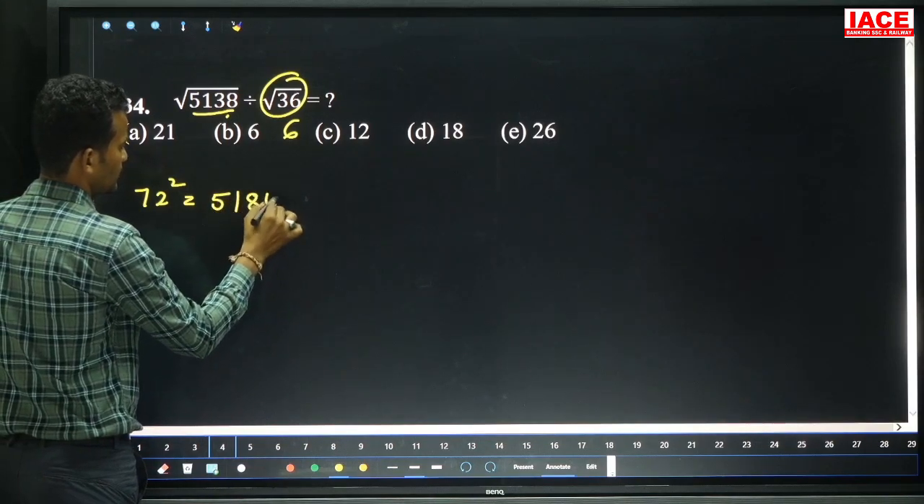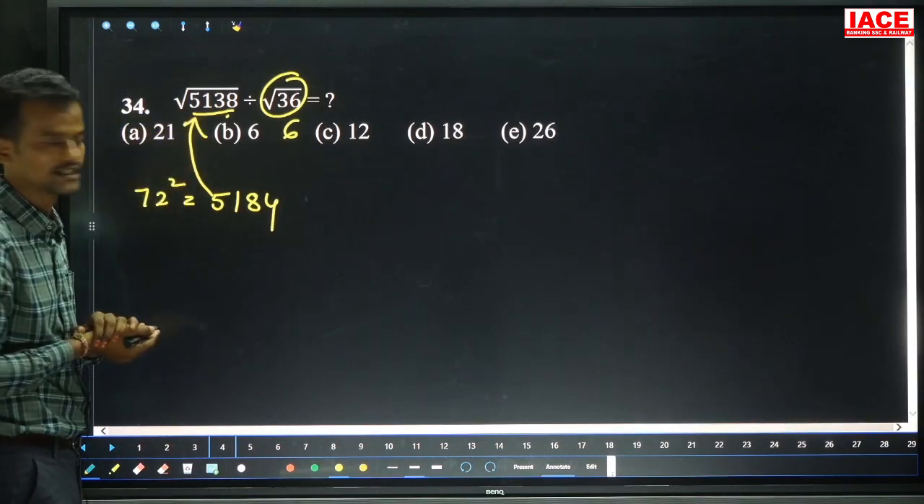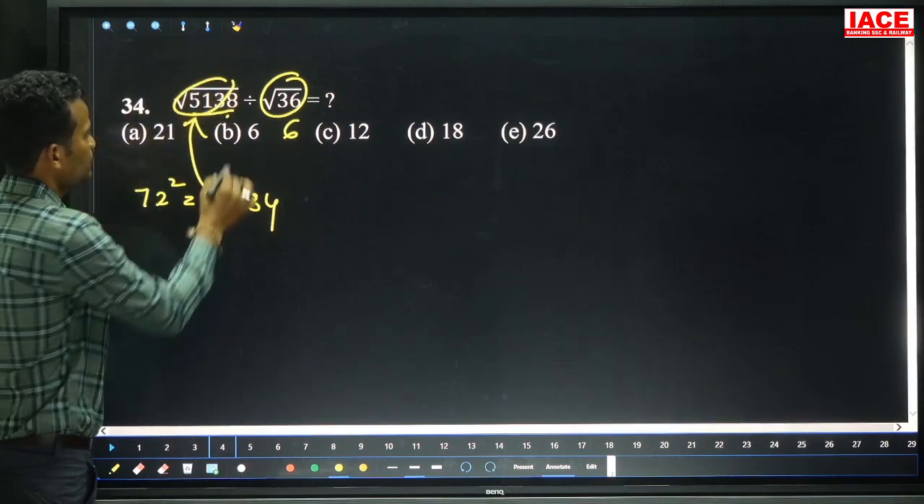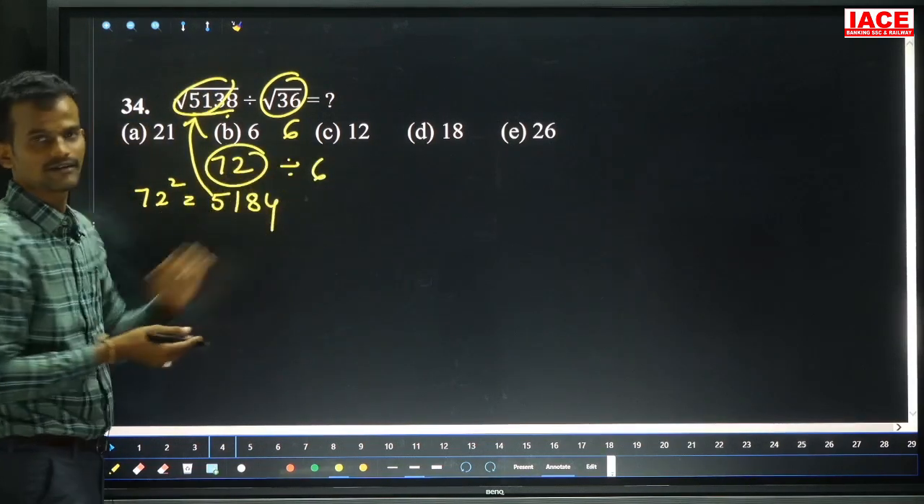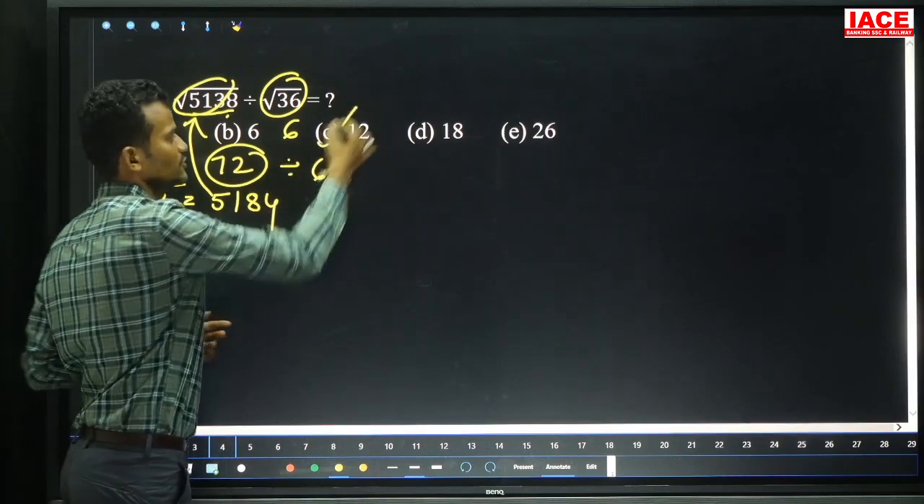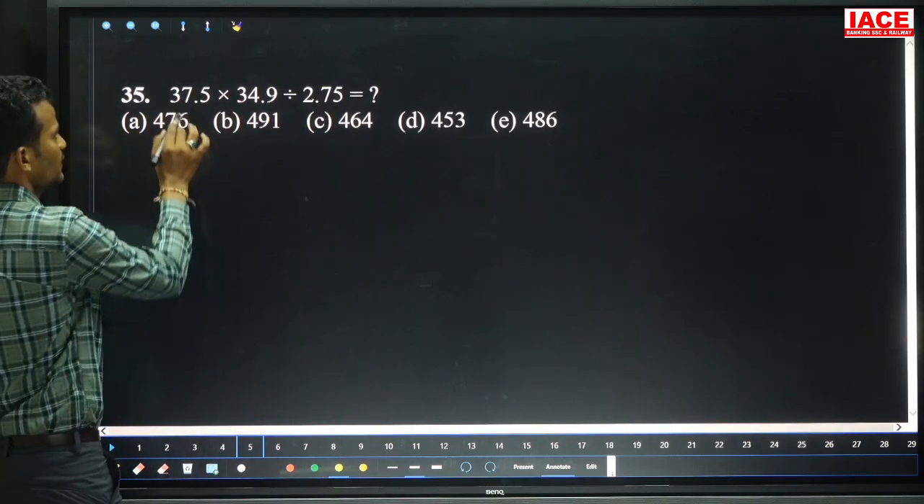5184. Is this a little bit closer to 5138 or not? That means shall I take this as 72? 72 divided by 6, how much is it, sir? 12. So approximately what is your answer, sir? Option C. What is the next question, sir?